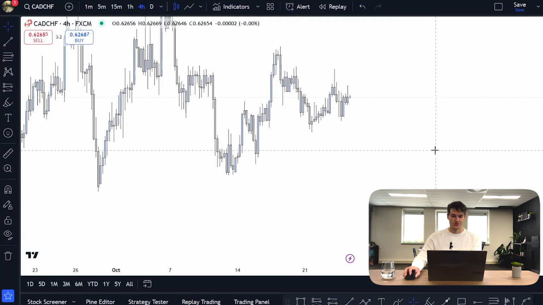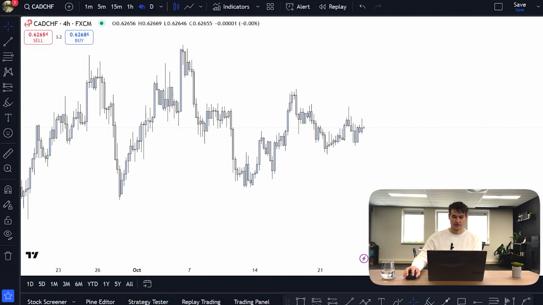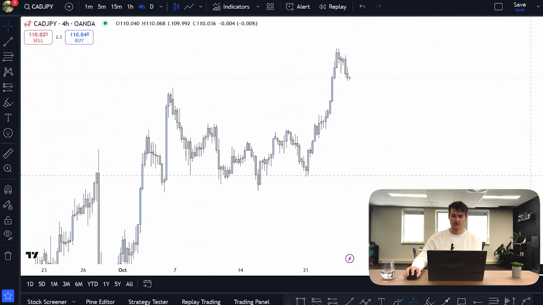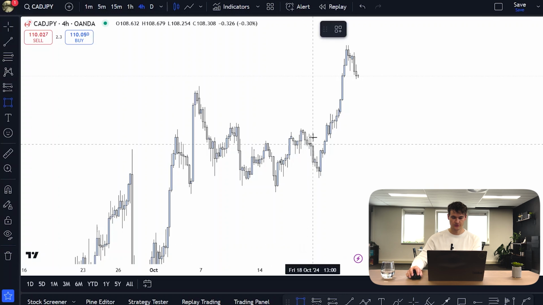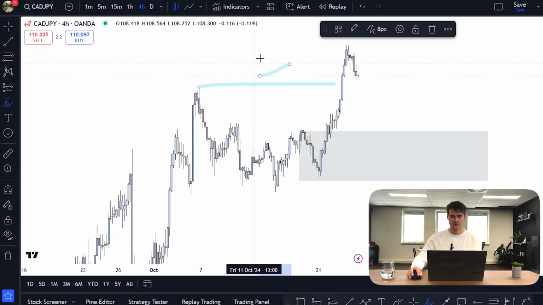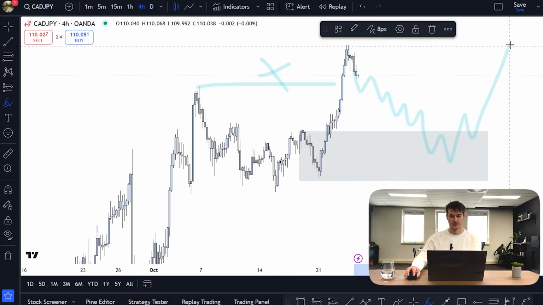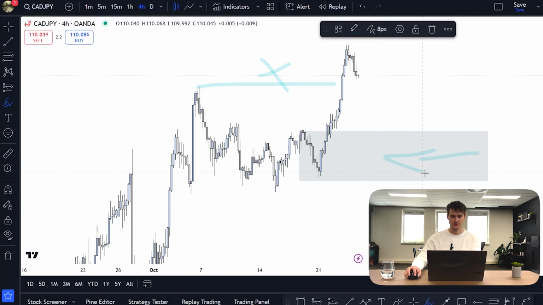Then there's CAD CHF. CAD CHF, it's mainly moving sideways for me right now, so I'm not really looking to get involved on CAD CHF. CAD JPY, like I said, the JPY pairs are all trending up right now. You could look for longs from this demand zone right here, and the expectation is basically to come back into that demand zone. So if you're a day trader, you could look for shorts back into demand, and then you could look for longs from here. Swing traders like myself, we're going to be looking for longs from this level.